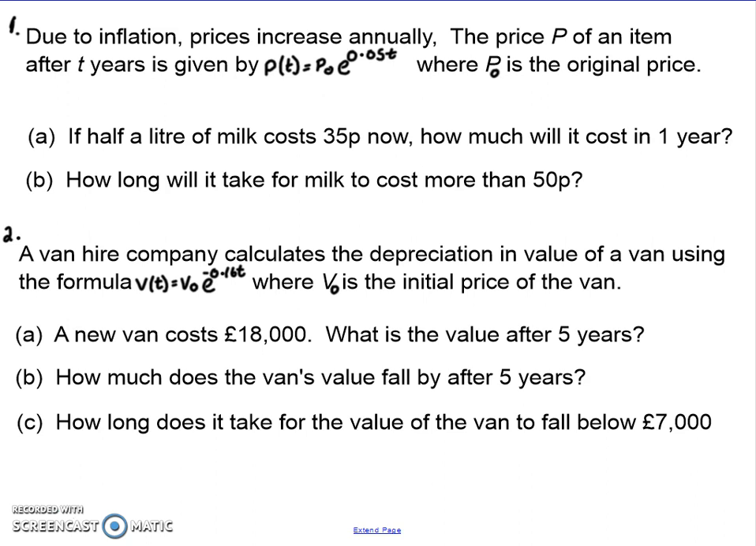Second one's about a van hire company calculating the depreciation rate of a van using the formula V of t equals V naught e to the negative 0.16t. V naught is the initial price of the van. A new van costs 18 grand. What's the value after 5 years? How much does its value fall by after these 5 years? And how long does it take for the value of the van to fall below 7 grand? So, pause the video and have a crack at these.